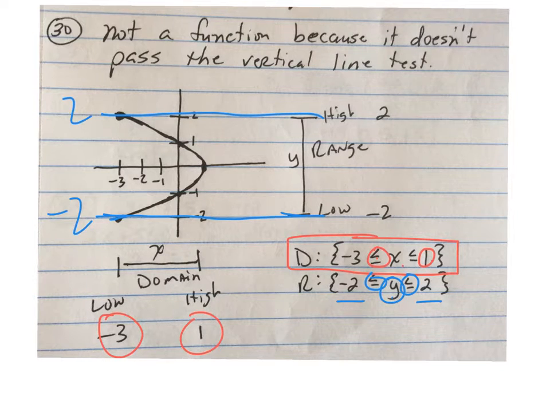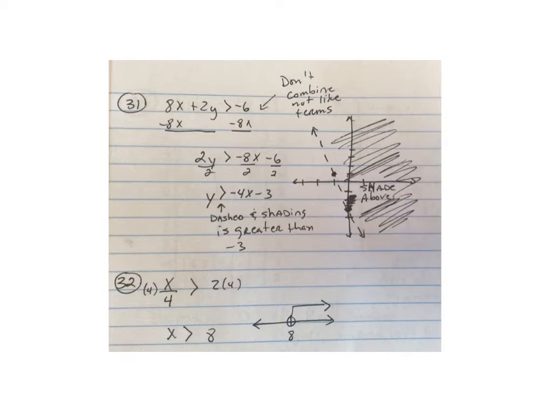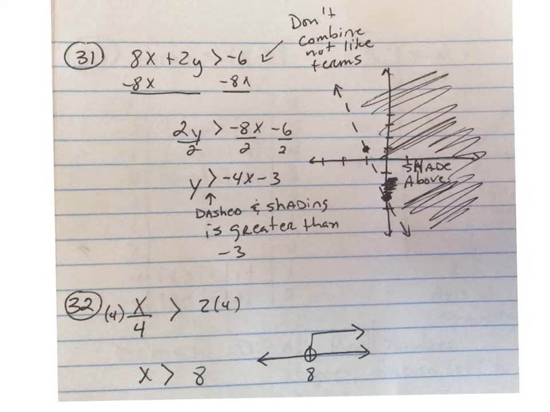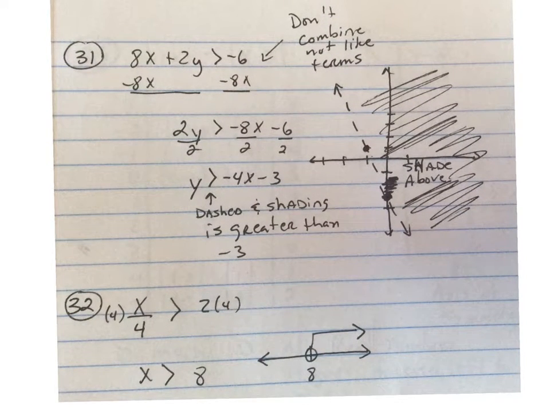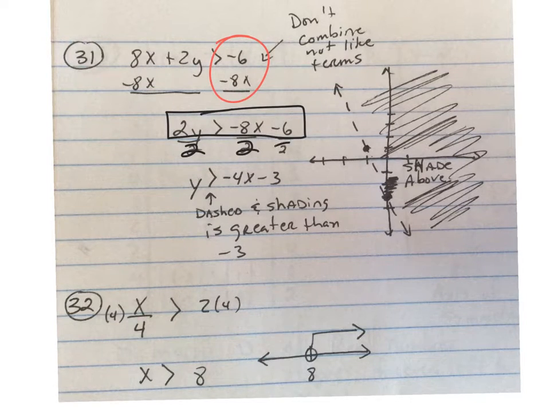All right, number 31. You basically had to solve for y. So I've noticed a lot of kids are combining these and making like -14x. You can't do that. So make sure you just write them next to each other, and then you just solve for y by dividing everything by 2, and you get y is greater than -4x minus 3.